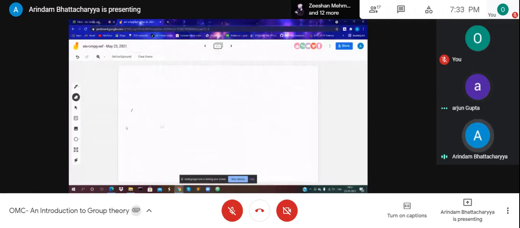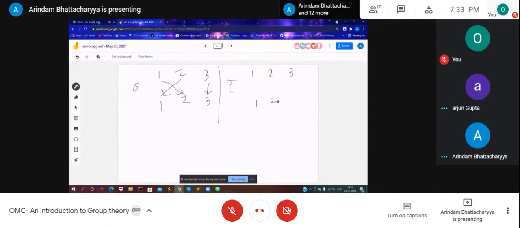So let's say we have a function sigma which takes 1 to 2, 2 to 1, and 3 to 6. And you have a function, let's say tau, that takes 1 to 3, 3 to 2, 4 to 2. Can you tell me what sigma of tau is? This is the composition.